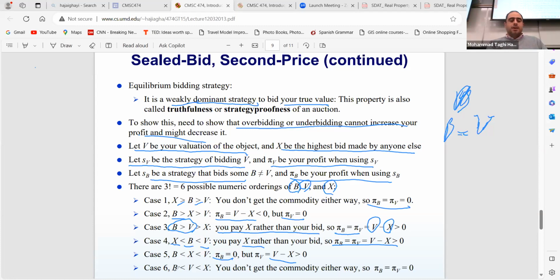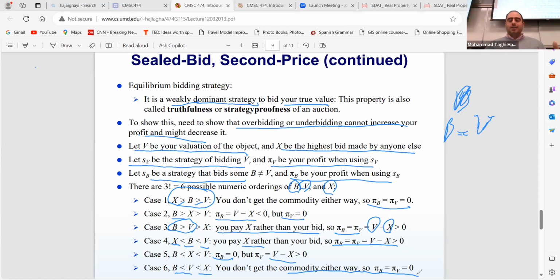And last but not least, this case, that B is less than V, less than X, essentially. This is very similar to the previous case. Because X is greater than your valuation, you will essentially underbid a lot, and the valuation is still less than the highest among the others. In this case, you don't get the item either way. So in that case, pi of V and pi of B are equal to 0.